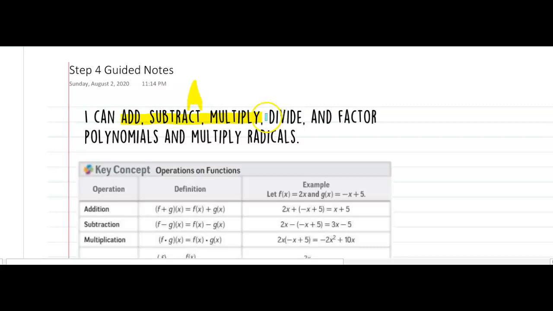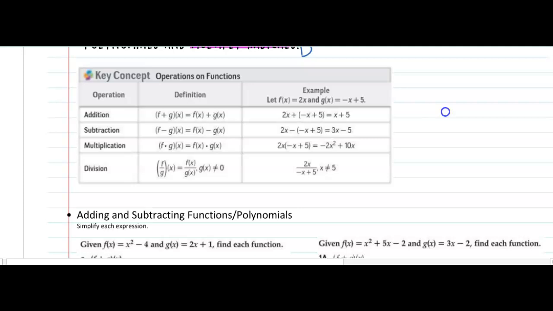Then we'll have a video just dedicated to dividing polynomials. Then we'll have a video just about factoring those polynomials. And finally, we will have a video just about multiplying radicals. We're breaking it down into 4 parts. So let's start with just the first part.